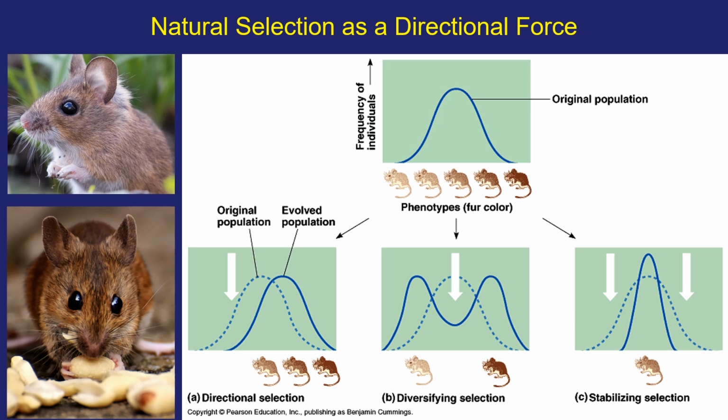You can probably see where this is going. Over time, those two subpopulations might become quite different. They might become entirely separate populations with limited gene flow between them.